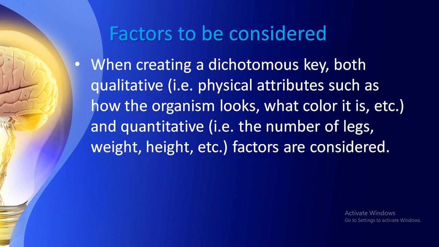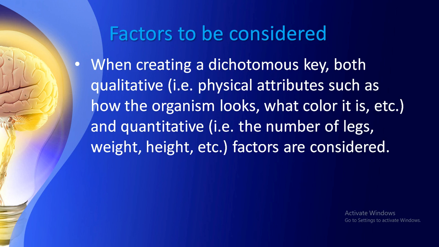Factors to be considered. When creating a dichotomous key, both qualitative and quantitative factors are considered. Qualitative factors means the physical attributes, the physical characteristics such as how the organism looks, what color it is, etc. And quantitative factors means the number of legs, weight, height, etc.